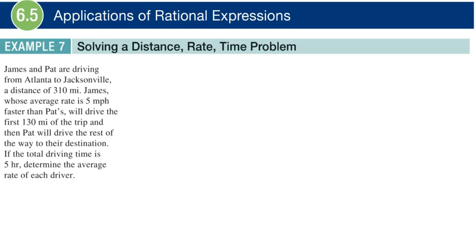Example number 7 now, doing another distance, rate, and time problem. So here we have James and Pat, and they're driving from Atlanta to Jacksonville, which is a distance of 310 miles per hour. I'm sorry, 310 miles total.